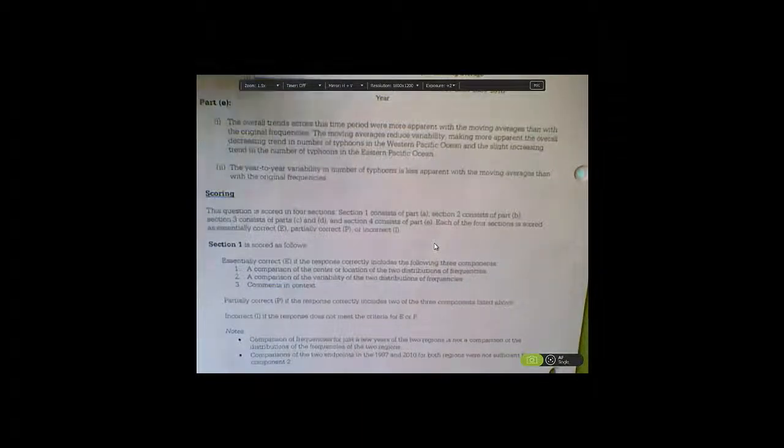Part 1, the overall trends across this time period were more apparent. So that's talking about the trends, and we have decreasing in the west and a slight increasing in the east. And then part 2, the year-to-year variability. So you'll notice I discussed both of these things. So here, this is going to earn me an E.